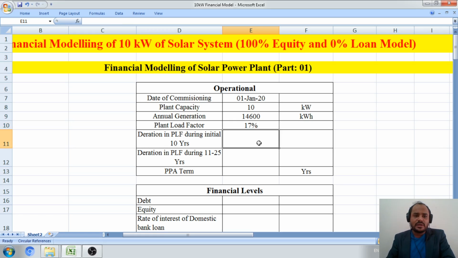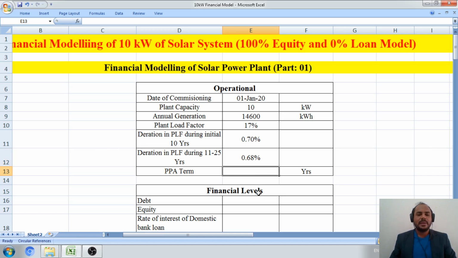Generally, while doing this particular financial modeling, the duration factor we take as 0.7% for the initial 10 years and 0.68% for the subsequent 11th year up to the 25th year. You can take the same duration factor here also, or you can change this factor by some small amount, that is 0.02%. But generally the duration factor is given in the solar panel data sheet. When we see this data sheet, it shows by what duration factor it will derate its power over the span of 25 years. So that is why we have to consider this duration factor in the plant load.